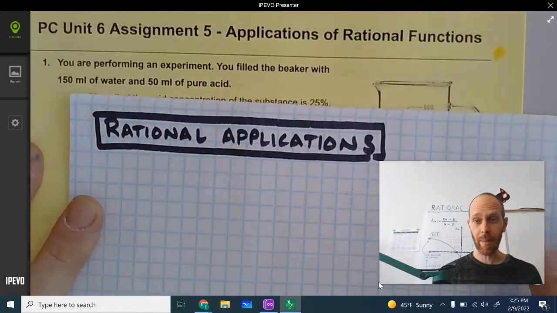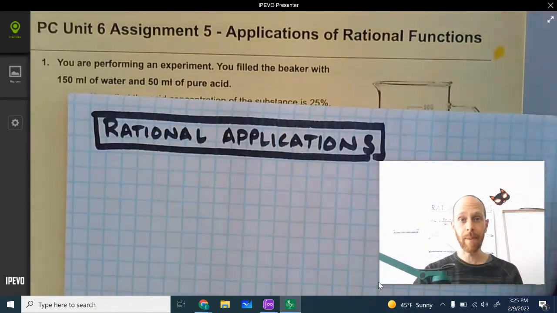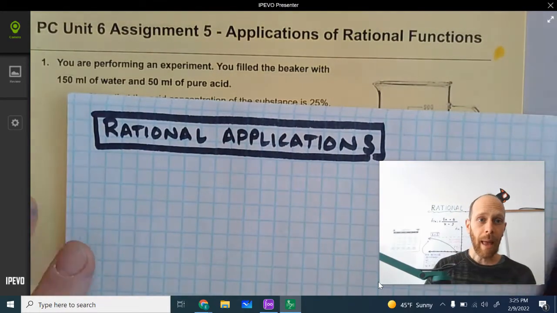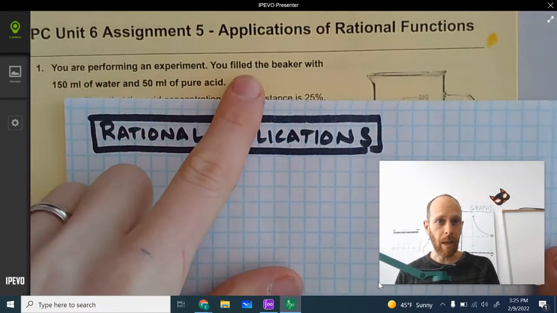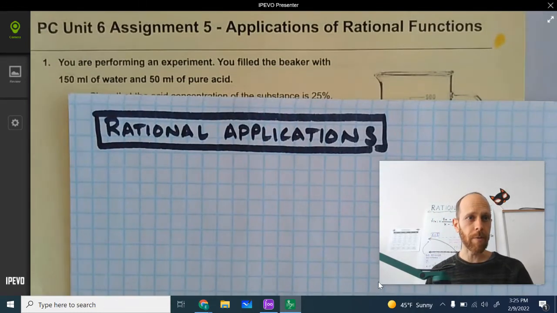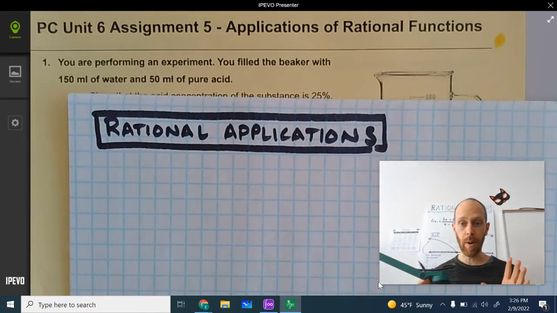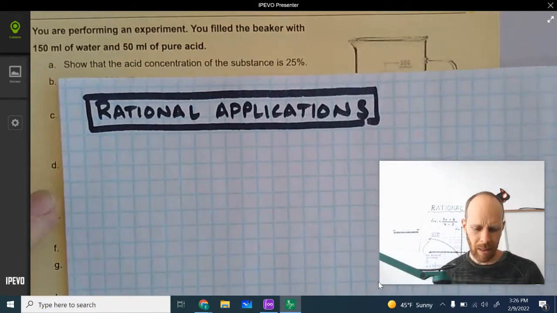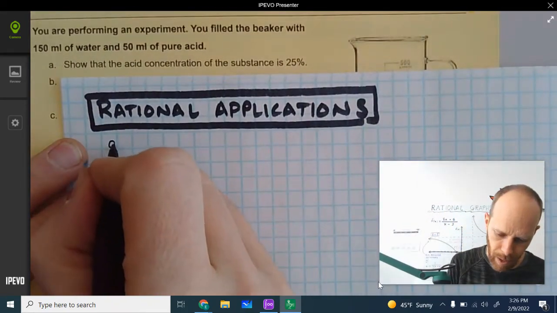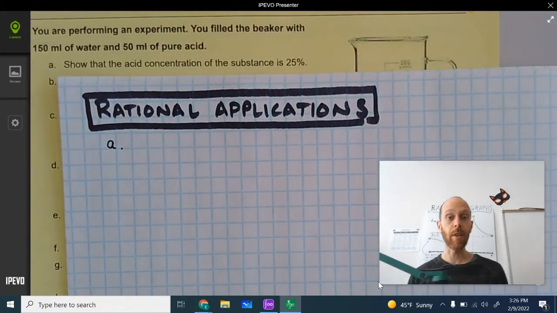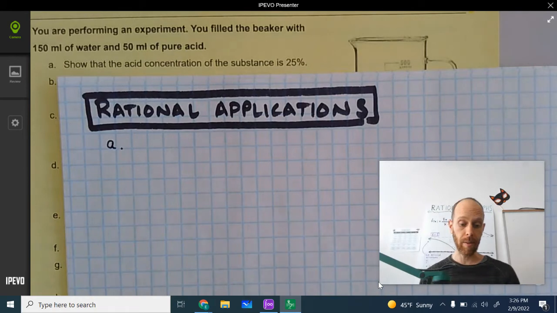So imagine you got a beaker. Do you have a beaker? I got a beaker. It's right here. Imagine that you've got a beaker and you're performing an experiment, and you filled the beaker with 150 milliliters of water and 50 milliliters of pure acid. Let's go through some questions together. A says, show that the acid concentration of the substance is 25%.